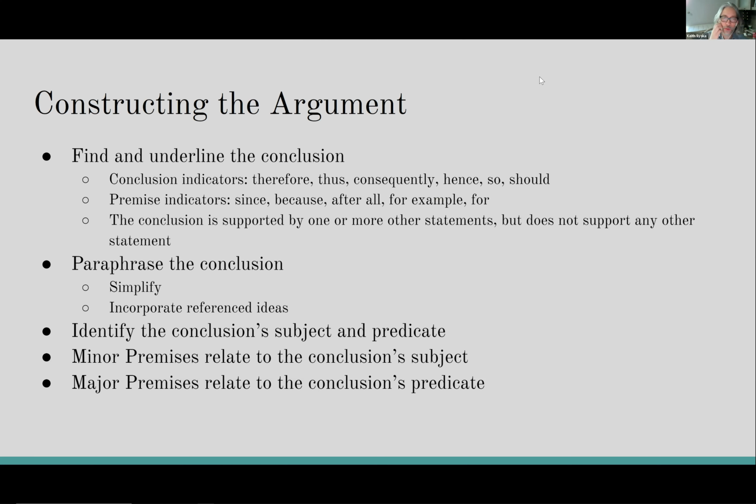All right. When you're finding conclusions, most of the other resources are going to tell you to look for these indicator words for the conclusions: therefore, thus, consequently, hence, so, should. And I have students frequently ask me if they should memorize these lists, etc.